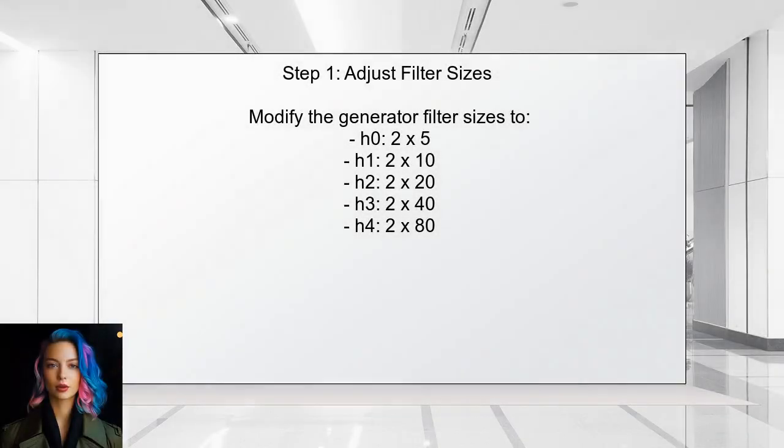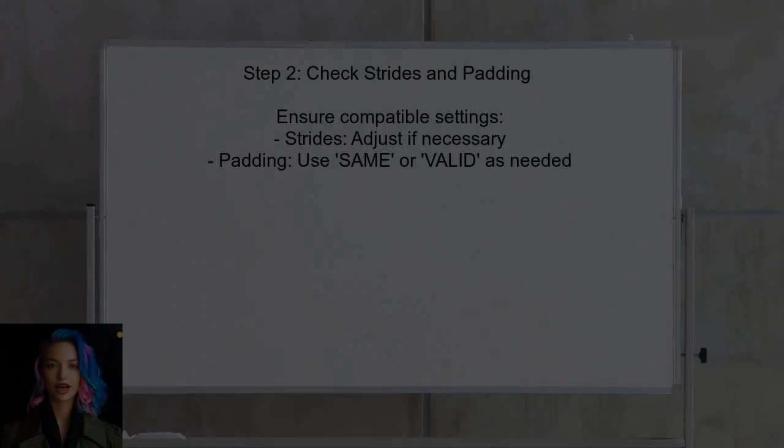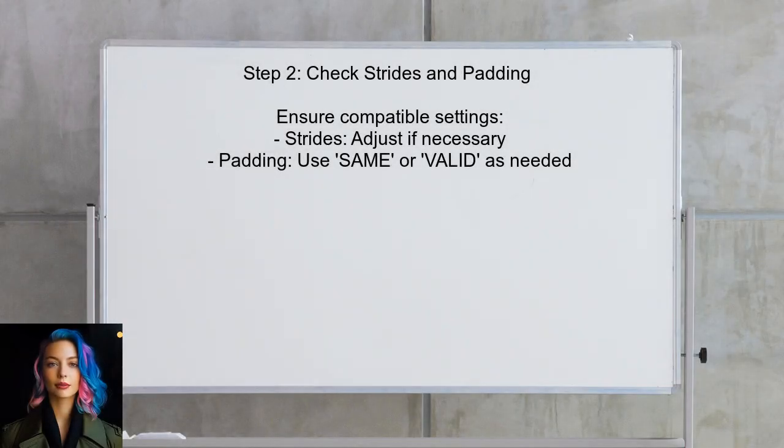To begin resolving the user's issue, we need to adjust the filter sizes in the generator layers. The user should modify the filter sizes to be 2 times the original sizes, which will help accommodate the new data dimensions. Next, the user should ensure that the strides and padding in the deconvolution layers are compatible with the new filter sizes. This is crucial to avoid shape mismatches during model training.